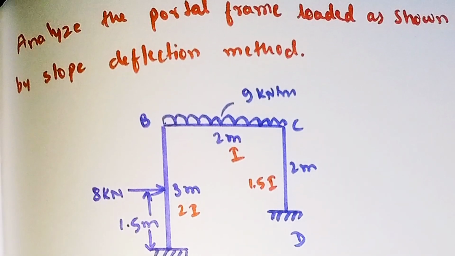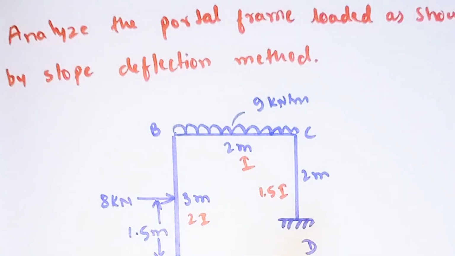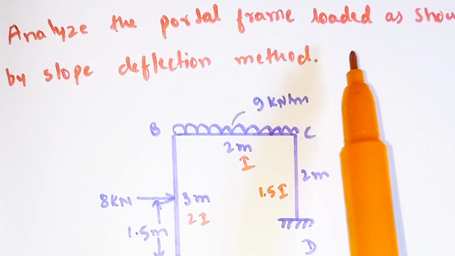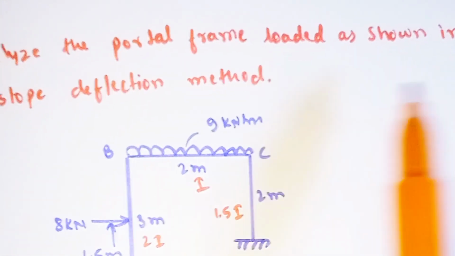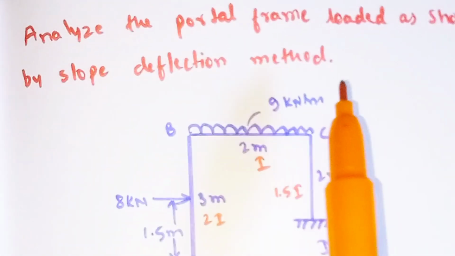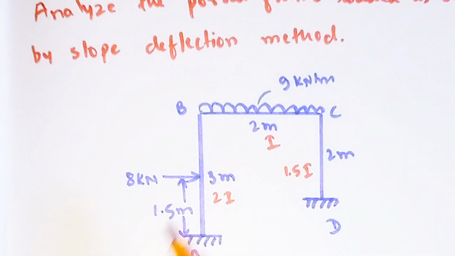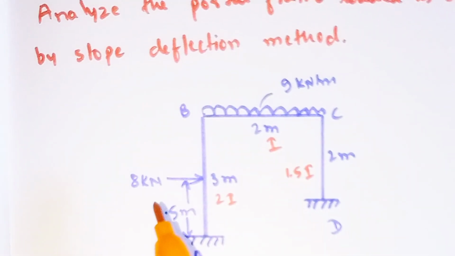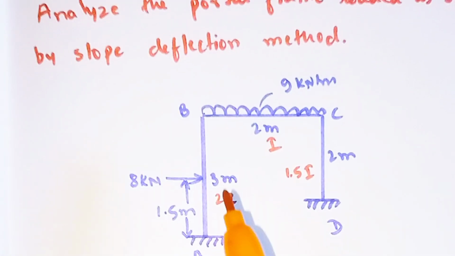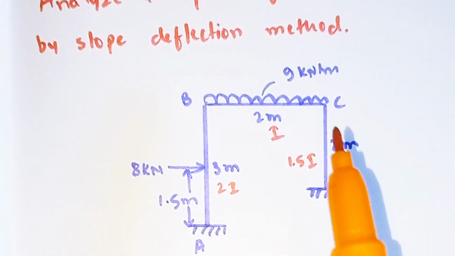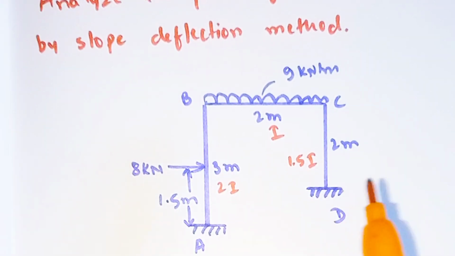How to analyze it, I will take the given problem. The problem is: analyze the portal frame loaded as shown in the figure by the slope deflection method. So this is the given frame. Span AB has a point load of 8 kN, BC is carrying a UDL of 9 kN, and CD has no load.